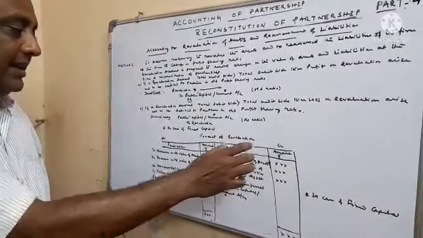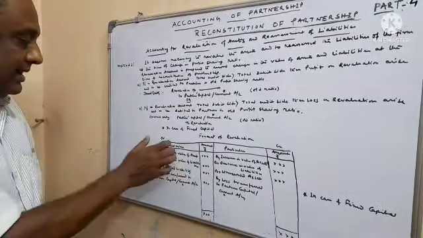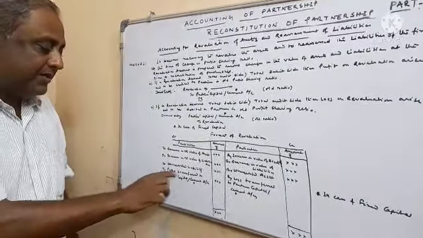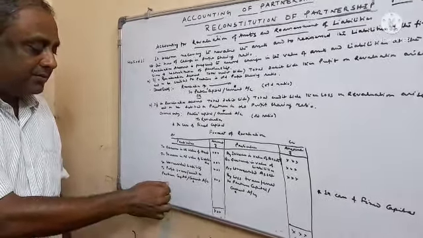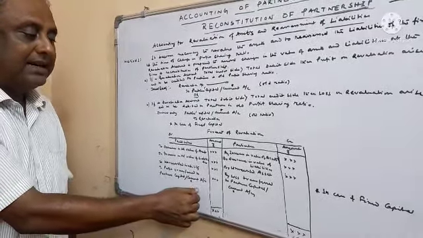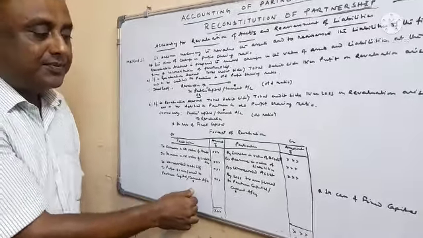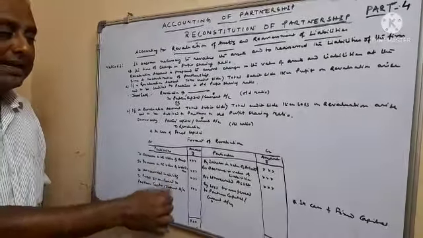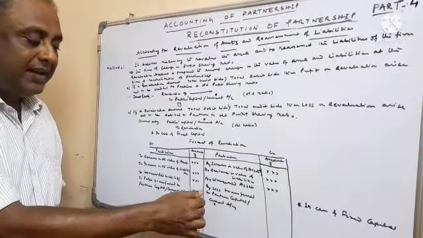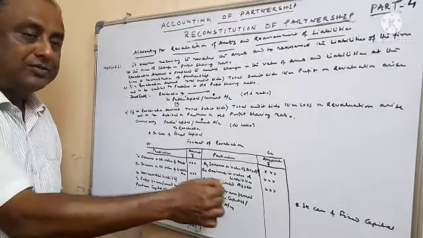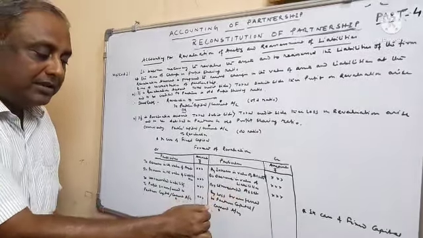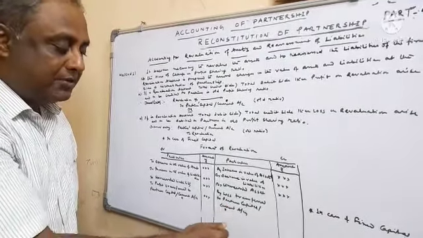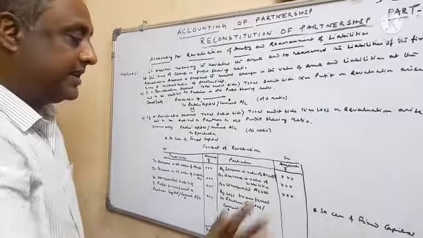If the credit side total is greater than the debit side total, profit will arise. That will be transferred to partner's capital account or current account. Current account when to transfer? In case of fixed capital. If the debit side total is greater than the credit side total, what will arise in revaluation? Revaluation loss will arise. That will also be transferred to partner's capital account or current account. Current account when to transfer? In case of fixed capital.